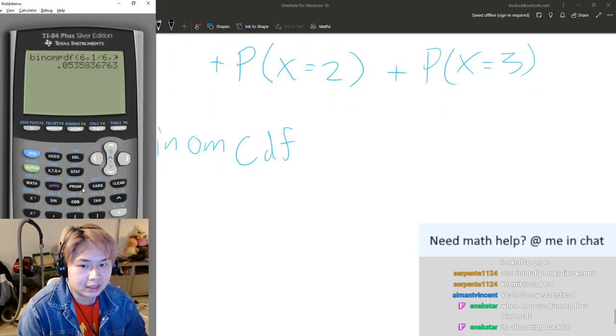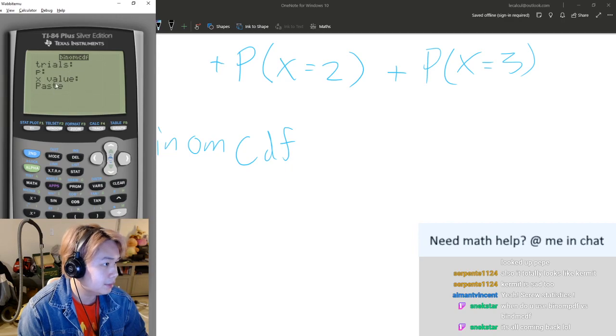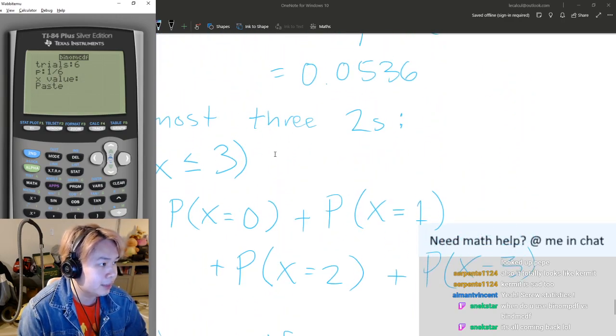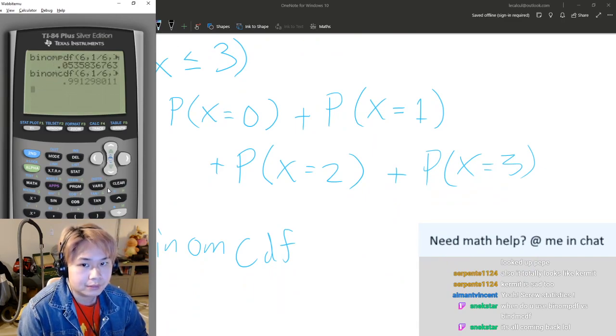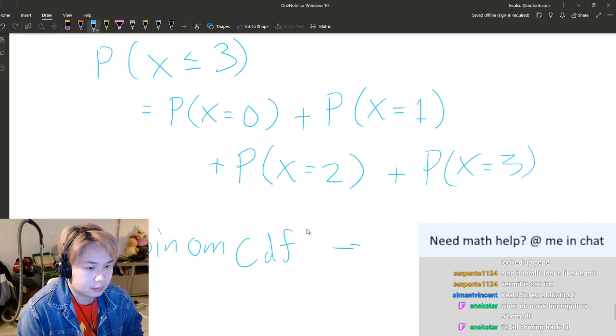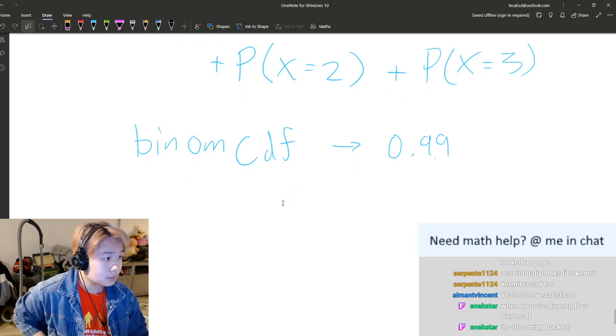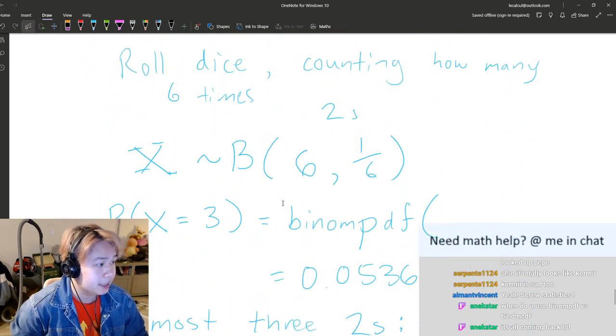So we can go to second distribute and go to binomial CDF, and it's the exact same format, right? 6 trials, we roll the dice 6 times. Probability of getting a 2 is 1 out of 6. And then x value, this is the upper boundary, the at most. So in this question, we want at most 3 2s, so the x value is 3. So 0.99. So that's what CDF is, and that's the difference between CDF and PDF.